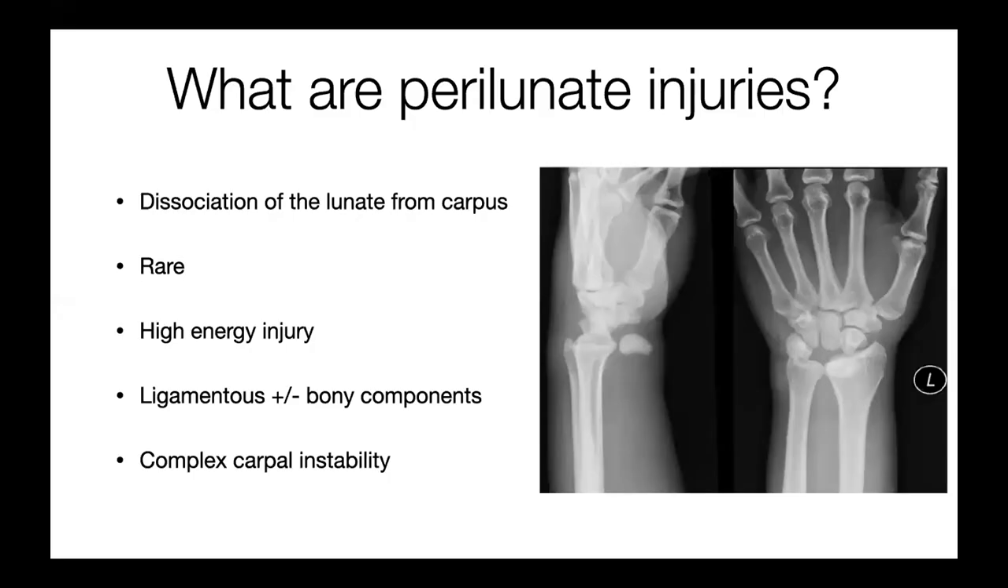pronate from the carpus. They are rare injuries. They are of high energy. And whilst they can be purely ligamentous, they often have bony fracture components to them. I'm not going to spend a large amount of time talking about carpal instability today because that's a talk in itself, but perilunate injuries are an example of a complex carpal instability.